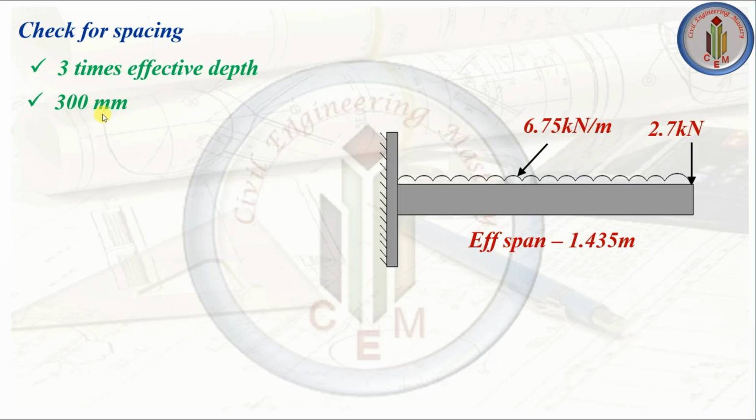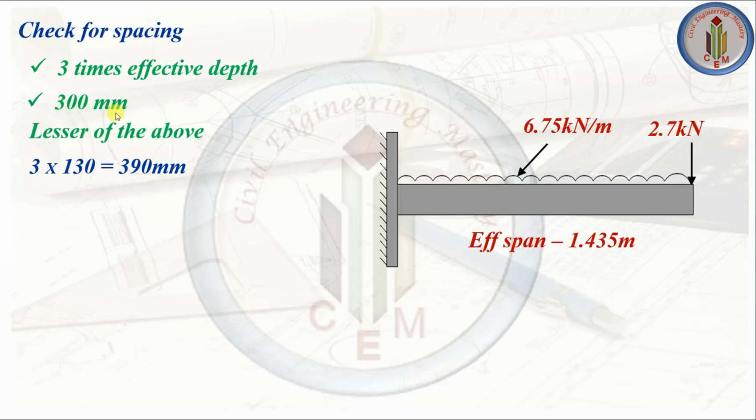So among these two, whichever is lesser, that we need to consider. Here we had taken the effective depth as 130 mm. So 3 times effective depth is 390 mm. This is the spacing, and 300 is one more spacing. Among these two, the lesser value is 300 mm.